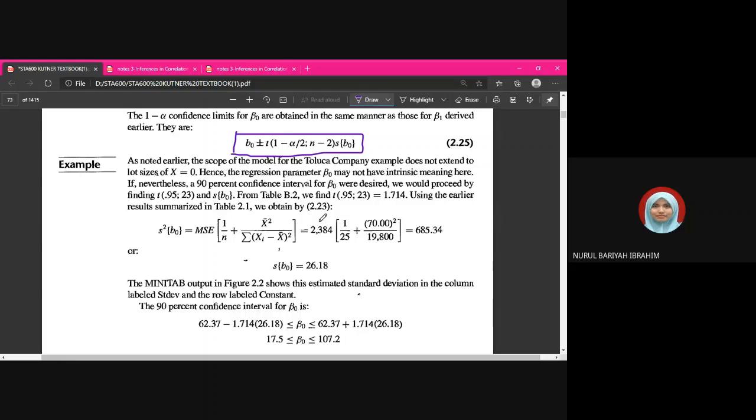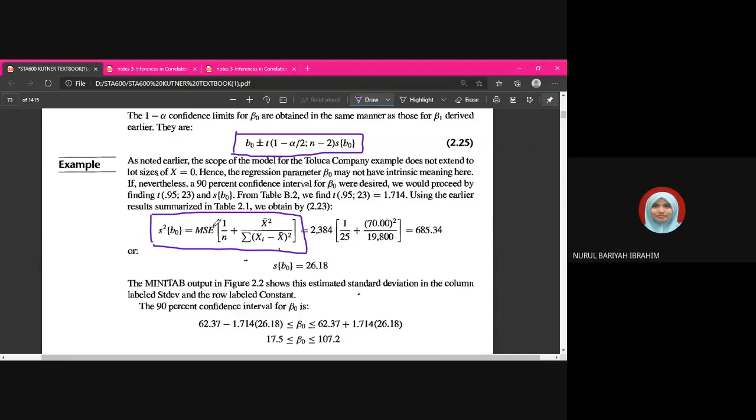Okay, according to the previous example for chapter 1, kita dah ada data x dan data y. So from there, we can calculate the value of beta naught and also the MSE. Okay, and then we are concerned with how to find the value of the standard deviation for beta naught. So this is the formula that you need to memorize.